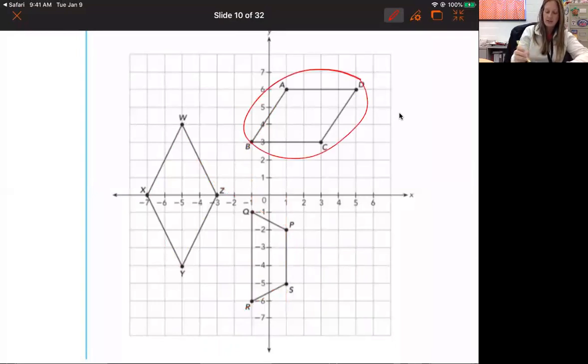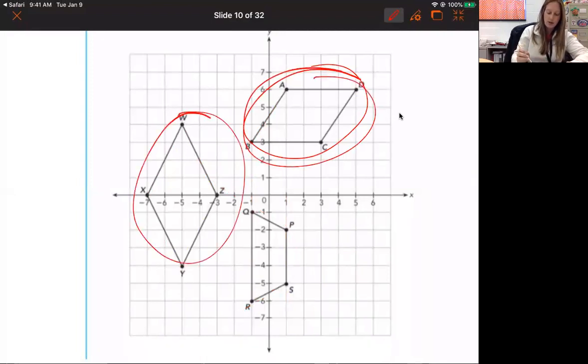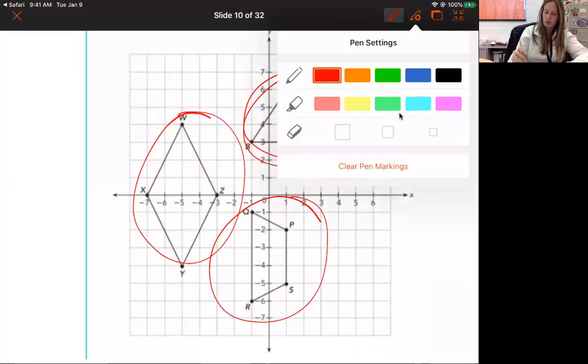So here we've got what looks like it might be a rhombus, possibly a parallelogram. This one is your rhombus. This one is your trapezoid.